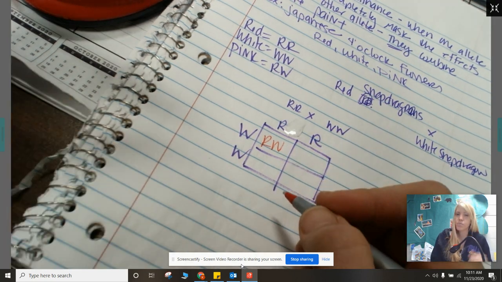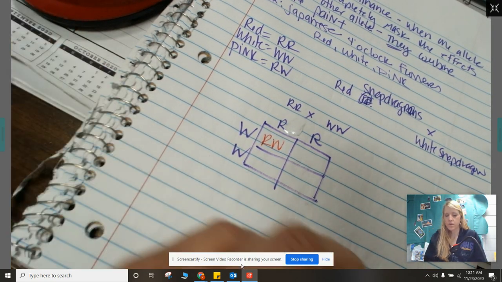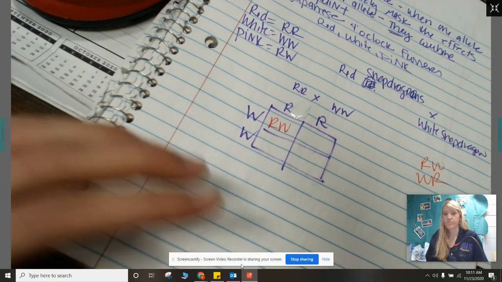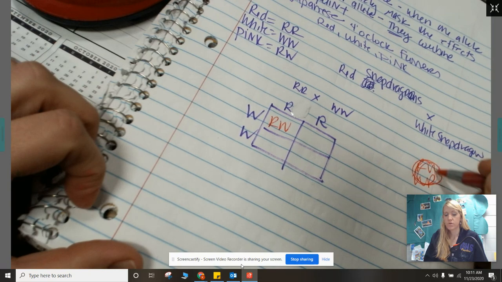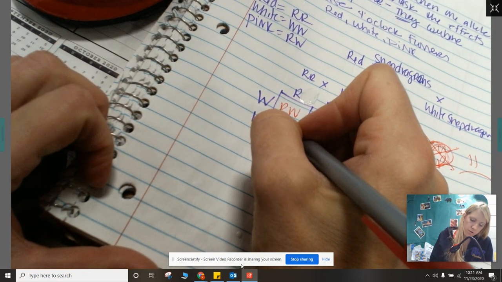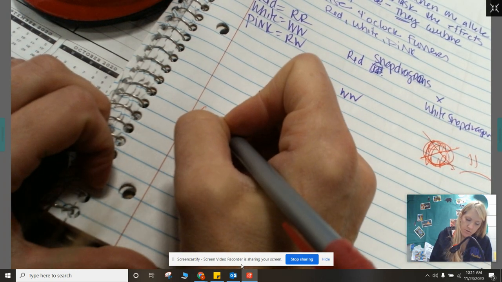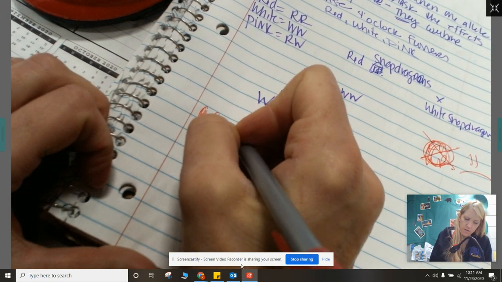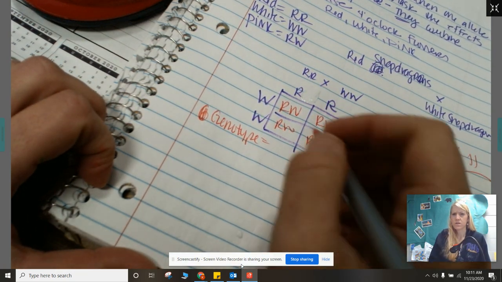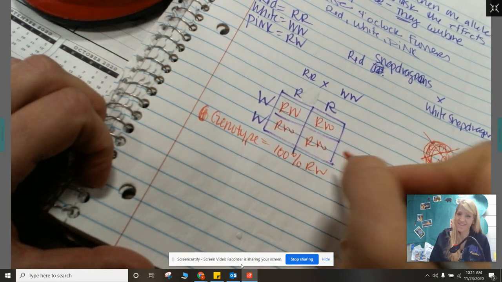W, again, just keep whatever one you want. I just keep the R in front. Because if you put RW and WR, that's going to be confusing because they look like two different things. You don't want that. All right, so RW. What is the genotype? 100% RW? How could that be?